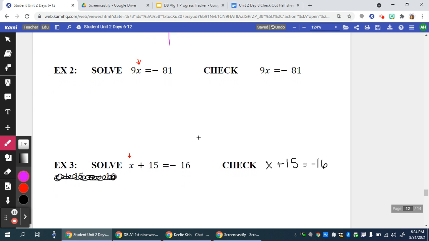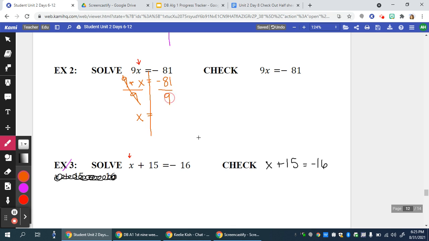All right, example 2. We are solving for x again. Let's use orange. This time we have 9x equals negative 81. 9x, this is the same thing as 9 times x equals negative 81. The inverse operation of multiplication is division. So I'm going to divide both sides by 9. Those cancel each other out. X equals negative 81 divided by 9.